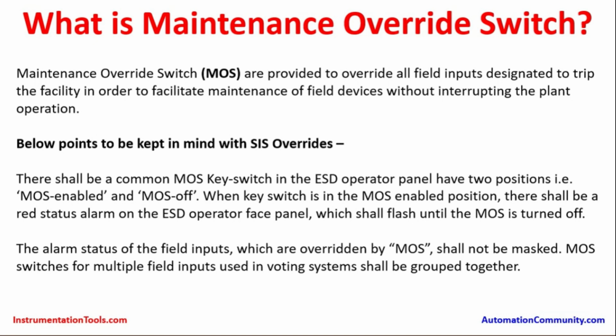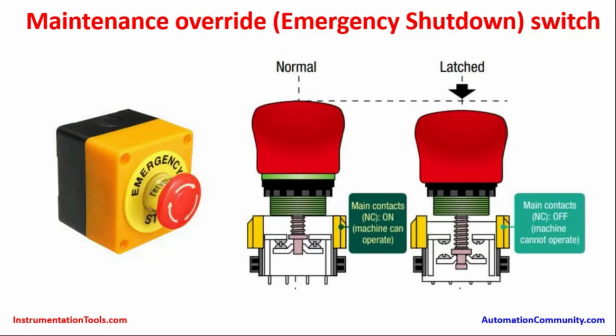There will be a number of switches, and it will give confusion and chaos to the operations. So the gas detector inputs can be grouped together on a single switch. Here we are seeing one picture of the maintenance override switches for your understanding.